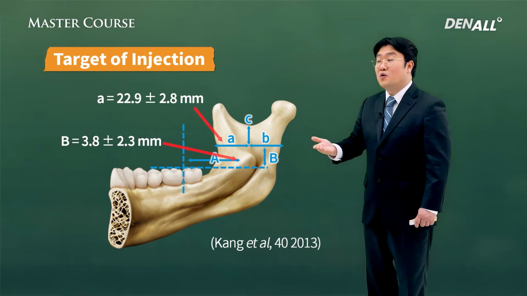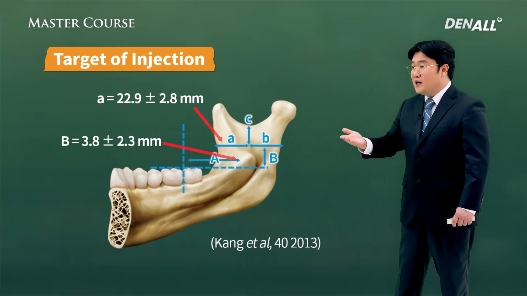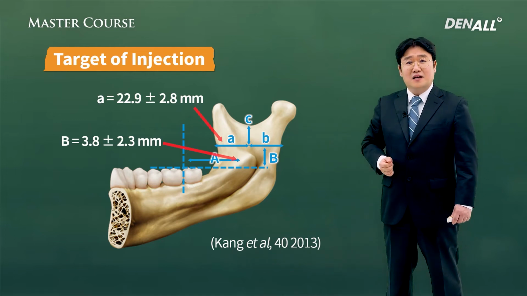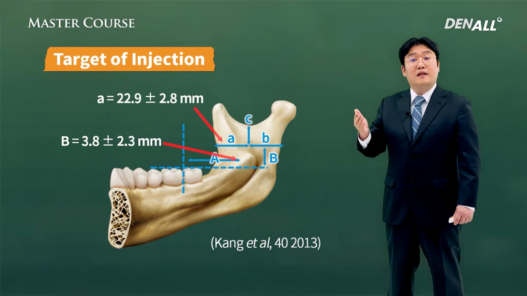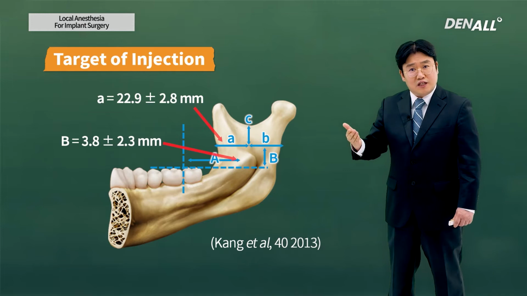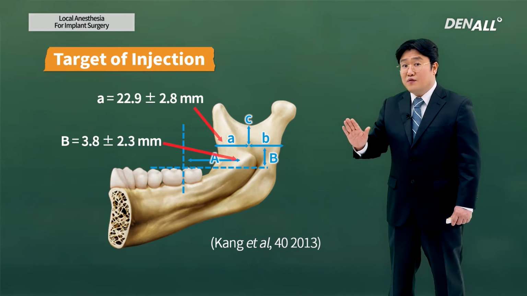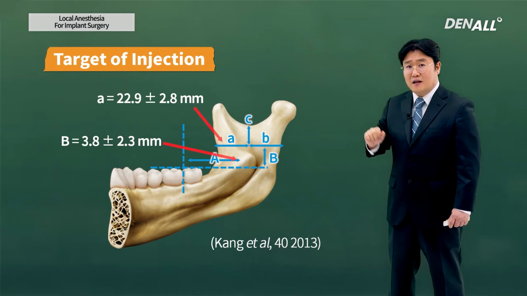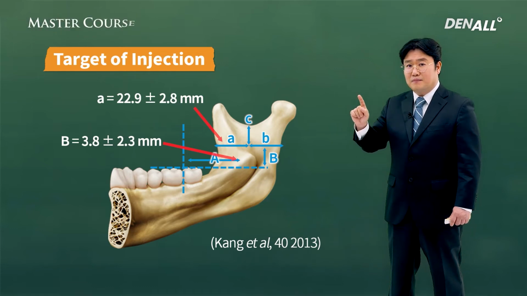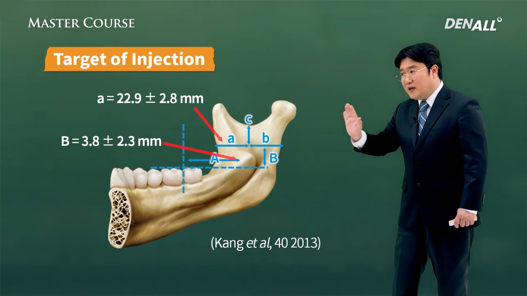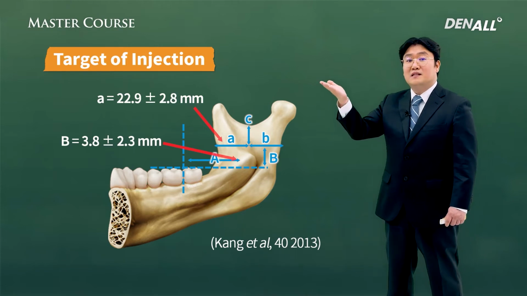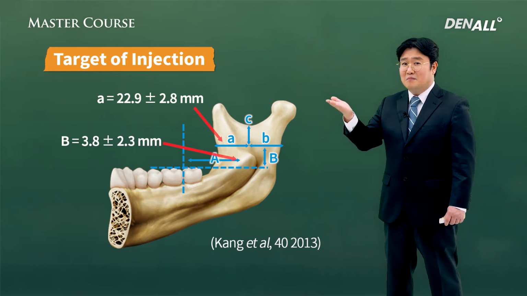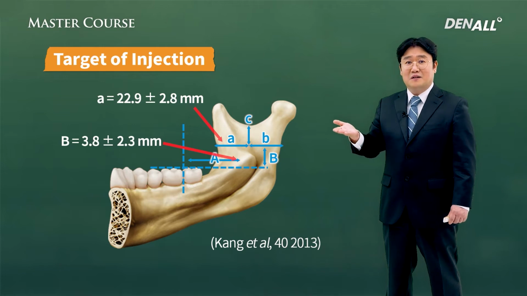And the height from the occlusal plane is about 4 millimeters. That is the rough location of the lingula, which is the landmark of the mandibular foramen in Koreans. This is the injection point to block the inferior alveolar nerve. Once again, the depth is 23 and the height is about 4. That's the Korean average. Here, there is a question.